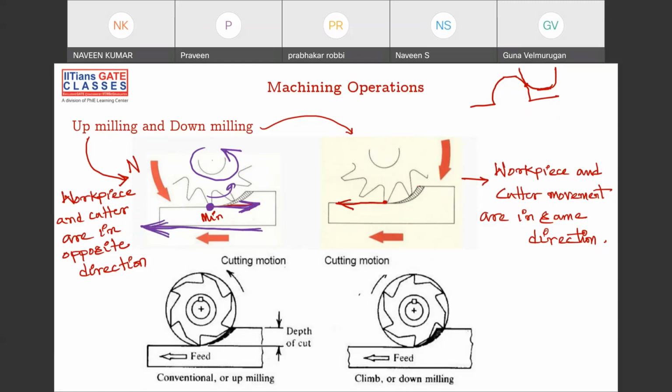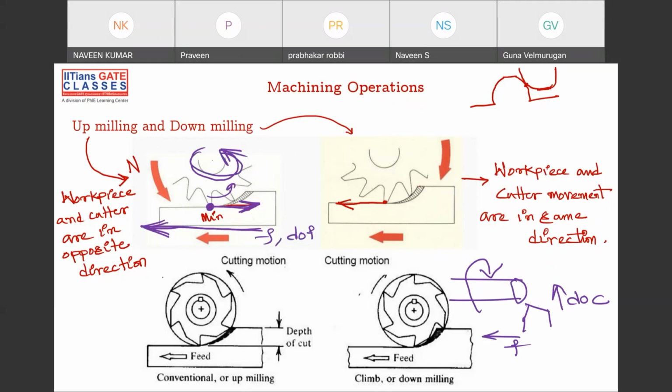One more important point you have to notice here is that in lathe machining, your workpiece is rotating, and the tool is given the depth of cut and feed, isn't it? In this case, in milling, the workpiece is given feed and depth of cut, and the tool is rotated. Reverse. You should get that point. Important point. Okay, fine, let's get back to the point.